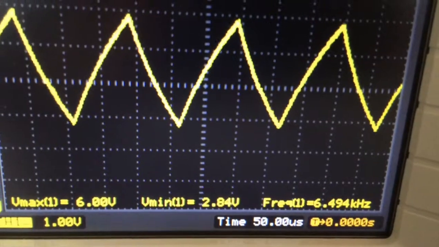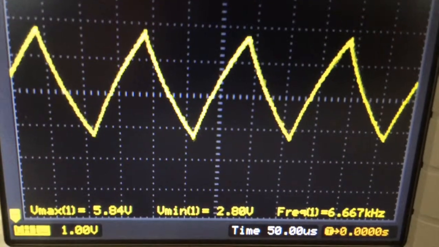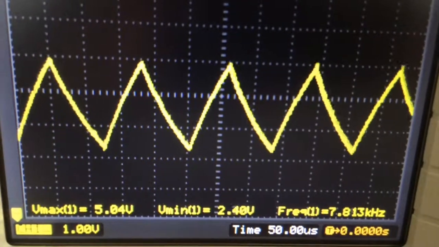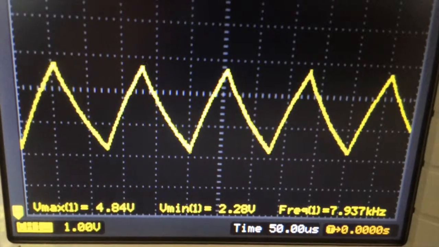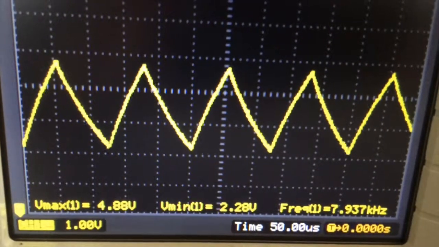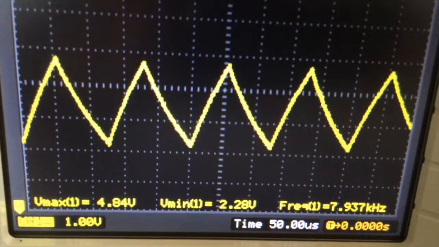As I start changing the resistance in the trim pot, you can see the threshold start to decrease, and the minimum value also start to decrease. This is the smallest value, while the frequency goes up to almost 8 kilohertz.